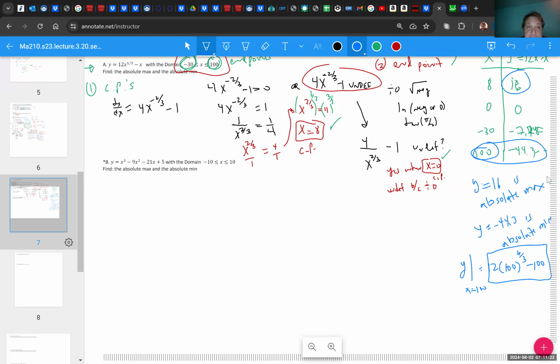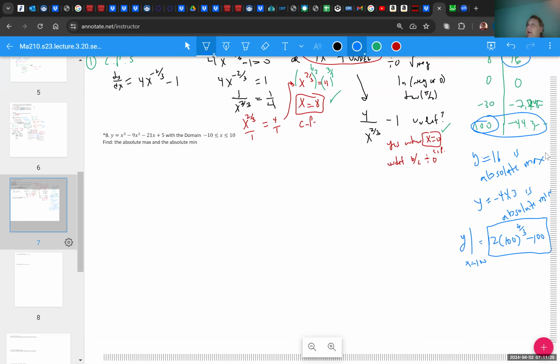Okie doke. Example B. And as always, I'll just remind you, as I sometimes forget to do, definitely feel free to pause the video and try things, see if you got it. If you know the routine, find the critical points, find the endpoints, write them out. Whichever is the biggest is the absolute max, whichever the smallest is the absolute min. If you got that, give it a go, see if you can figure it out. If you can, awesome. If you can't, you'll know where you get stuck, and I'll be able to help you get unstuck. So when it comes to a test, you're like, oh, I got this down.